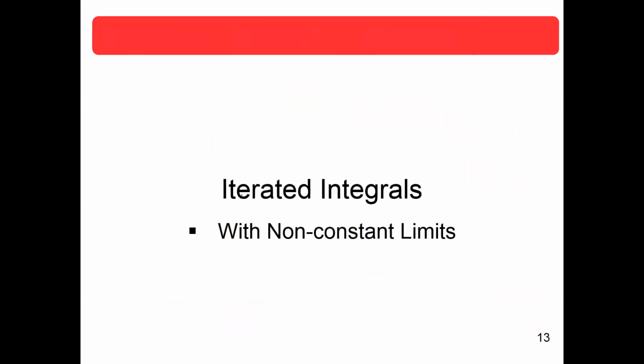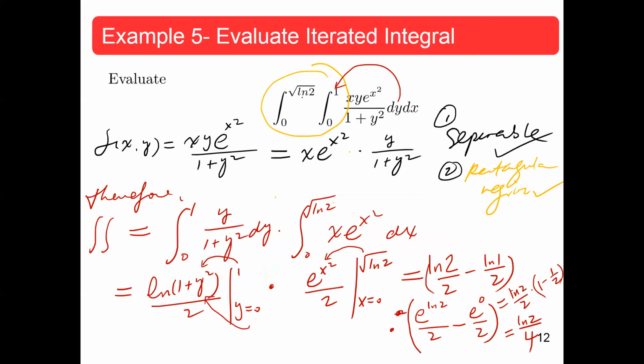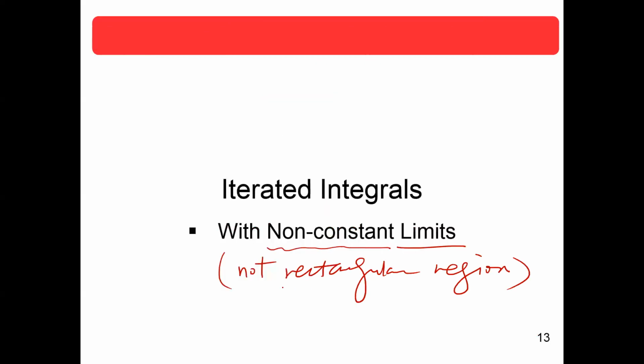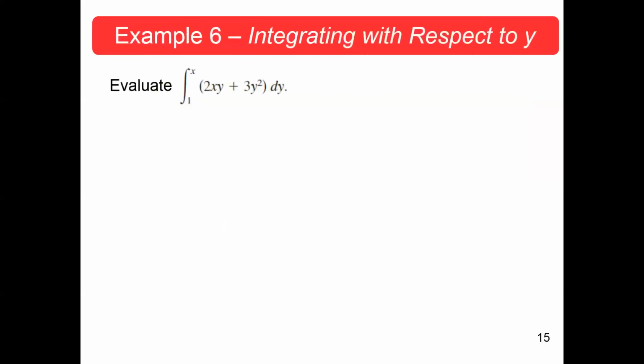All right, next we want to talk about iterated integrals when the limits are not constants, which means they are not a rectangular region. The ones we have seen before, x is between 2 constants, y is between 2 constants, the region would definitely be rectangular. But if you have non-constant limits, then you would have a non-rectangular region. This will mostly be talked about in the next section, but I just want to introduce the way that we evaluate it.